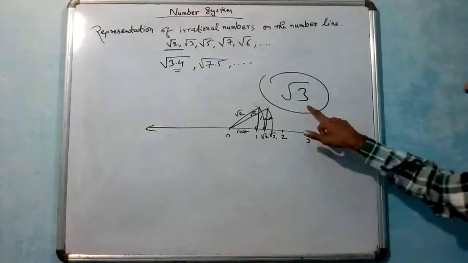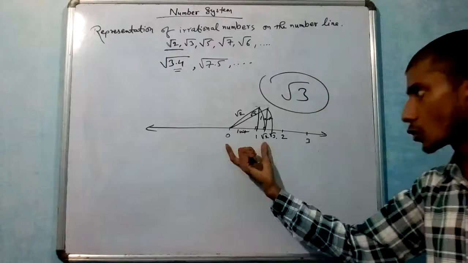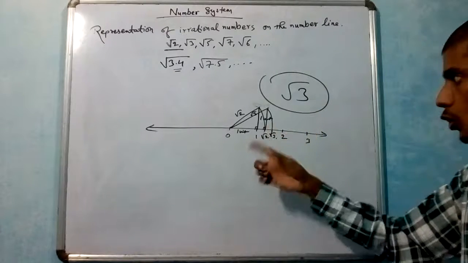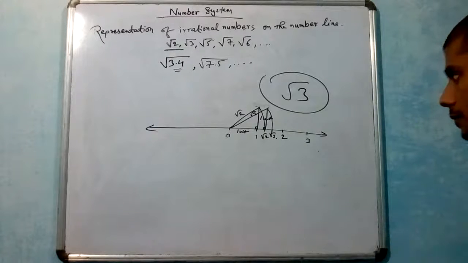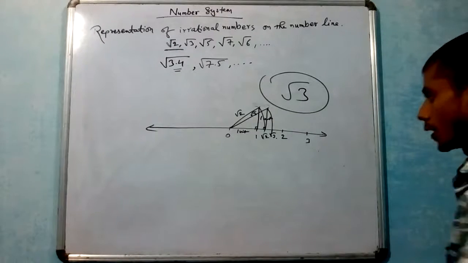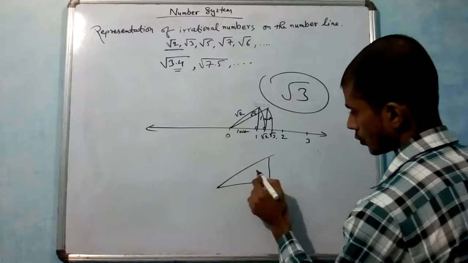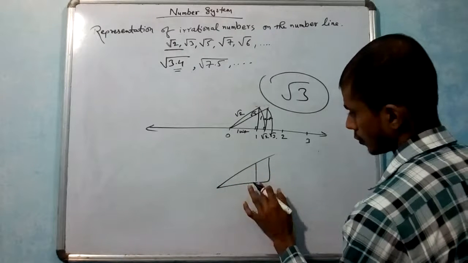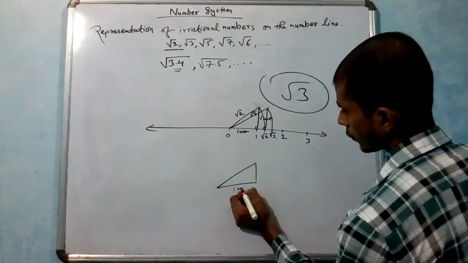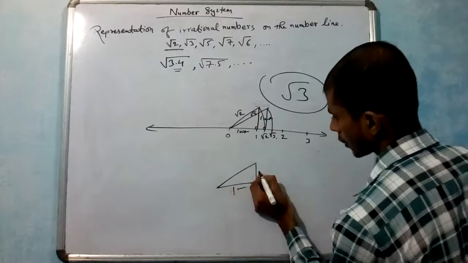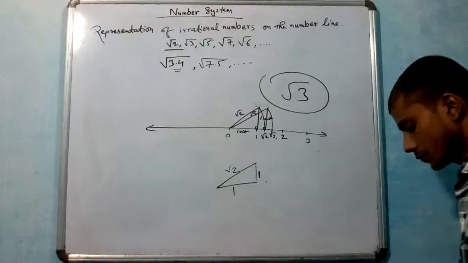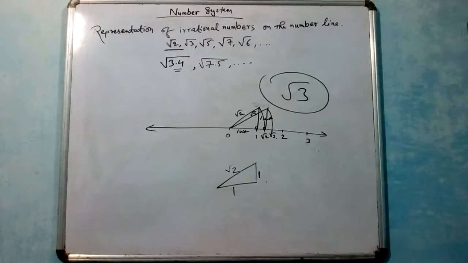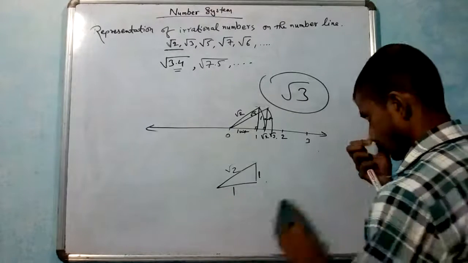I just want to say that for root 3 we actually need to represent root 2 first. Without representing root 2 we cannot show root 3, on the number line like this. And how to get root 2? Simple, this will be 1 unit, this will be 1 unit, 1 and 1, and then this will be root 2. Okay?